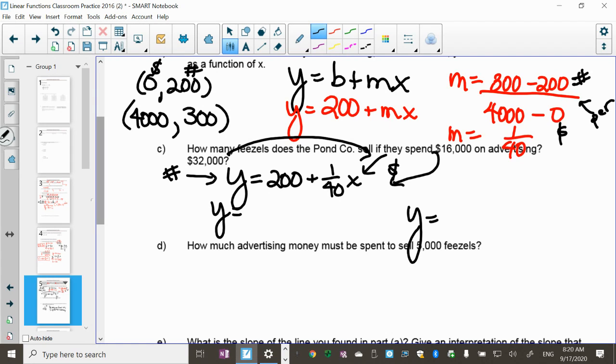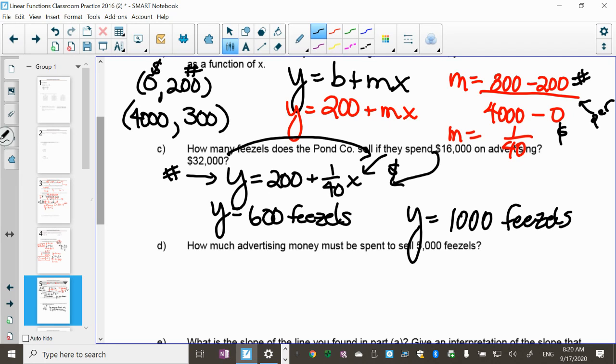So if I spend $16,000, how many feasels do I sell? 600 feasels. Good to know. That's the first one. Now I want to spend $32,000 on advertising. So I plug $32,000 in there. How many? 1,000 feasels. Now, does anybody need to see me do that? Because I'm happy to do that for you. Okay? But do you see what I'm doing?